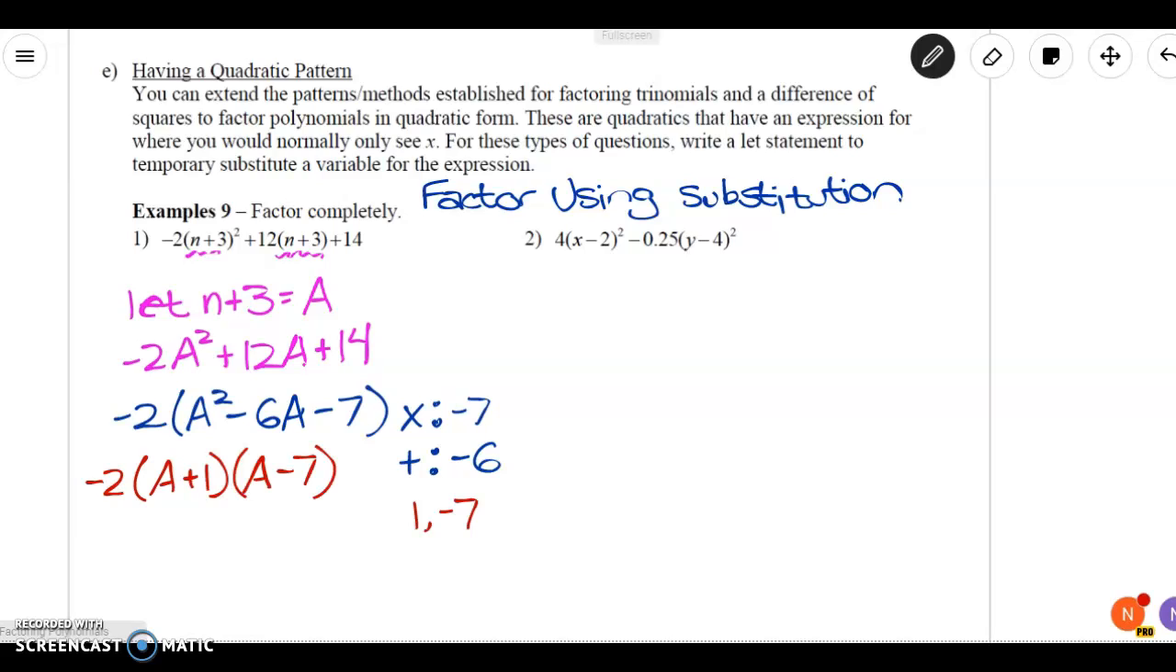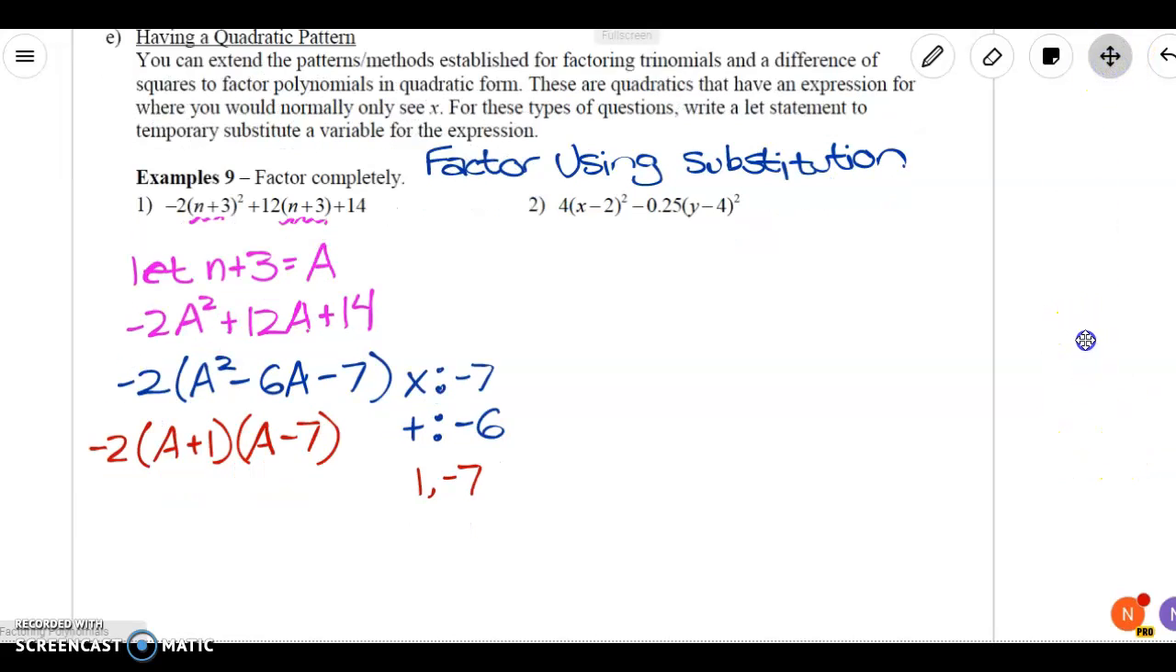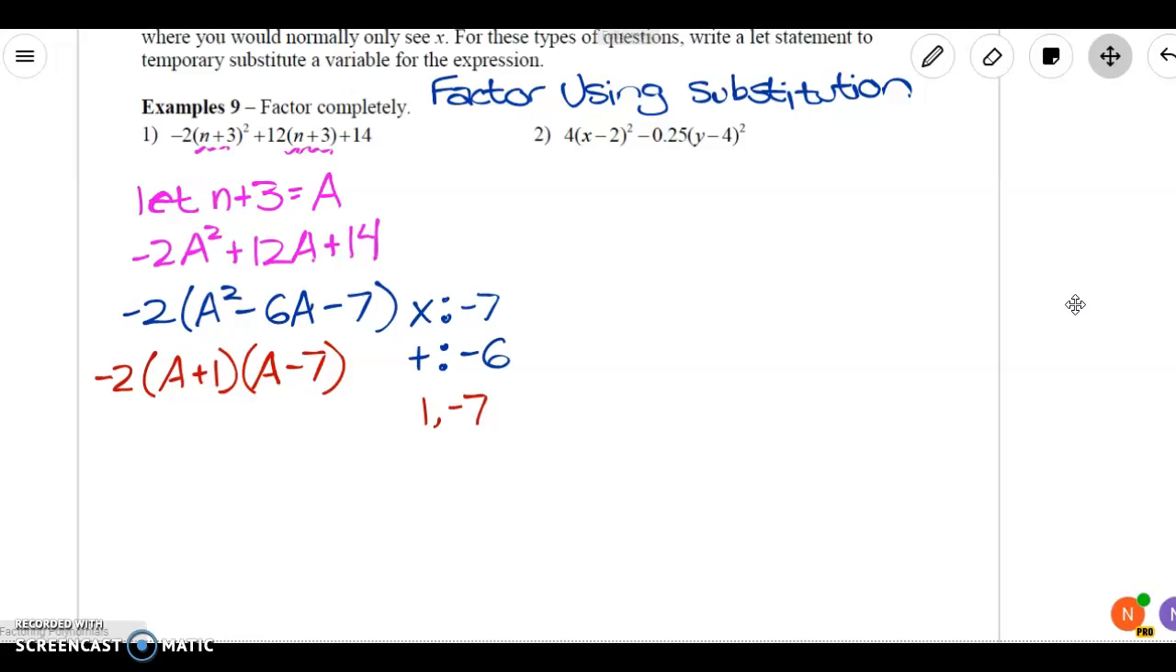Notice I'm being really careful to keep that negative 2 in front. It was my greatest common factor. I did factor it out, but it still needs to stay as part of the expression. Now the last thing we do is we say, well, we didn't actually have an A. We had an n plus 3. So let's rewrite the exact same thing, but we're going to put in that n plus 3. I'm going to do it a little lower down so we have enough room. Negative 2 times, instead of A plus 1, that's n plus 3 plus 1. And instead of A minus 7, that's n plus 3 minus 7.